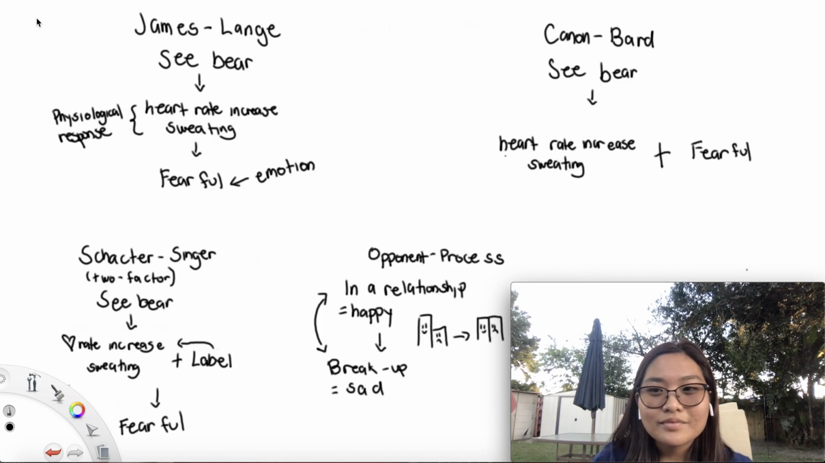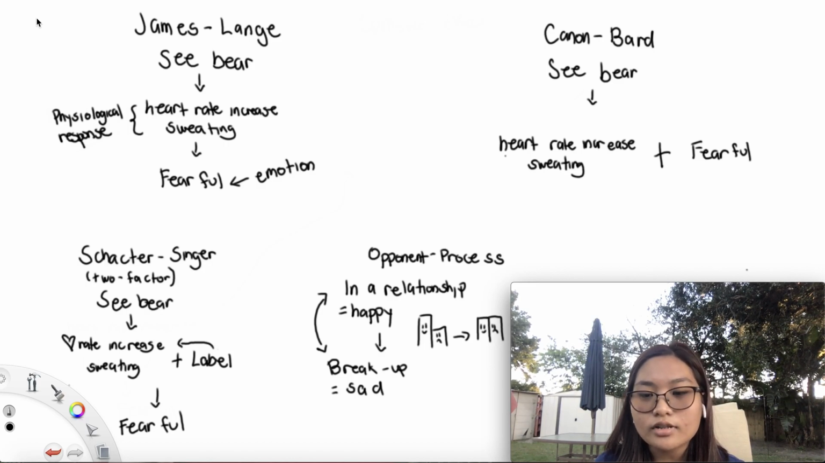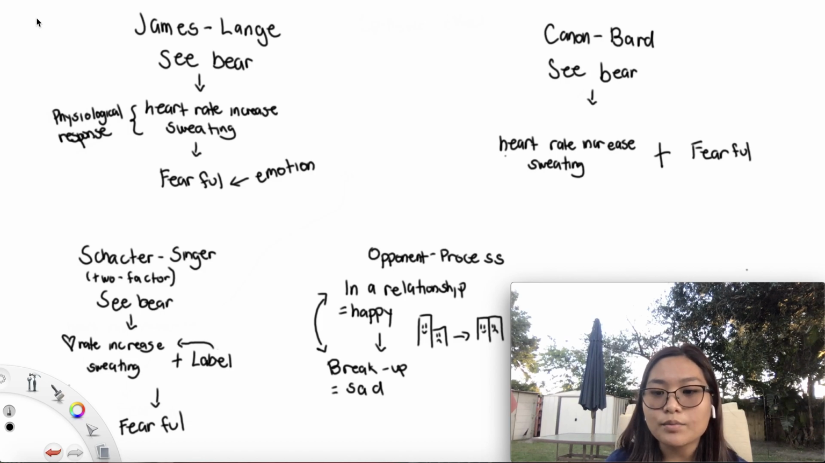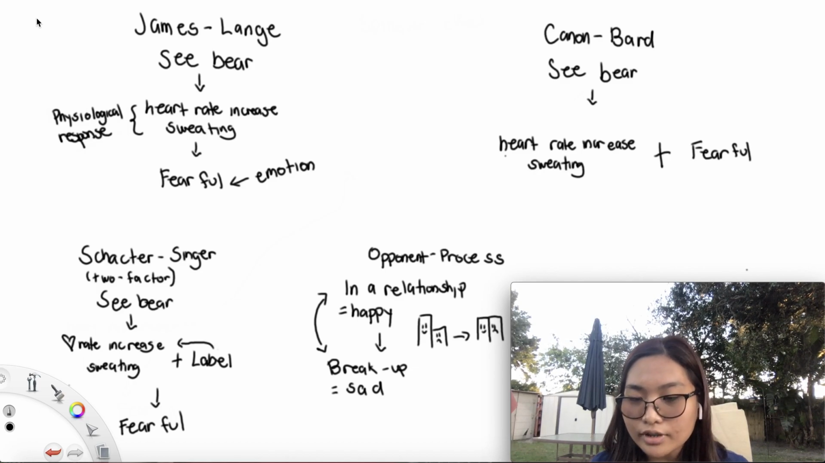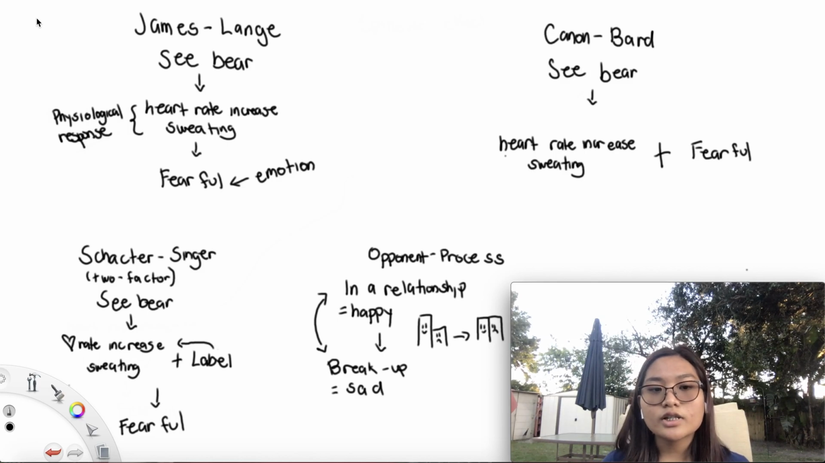So to recap, in James-Lange, the physiological response comes first and then you experience the emotion. In Cannon-Bard, the physical arousal and the emotion happen simultaneously. In Schachter-Singer, the physical response happens and you cognitively label that in order to experience the emotion.